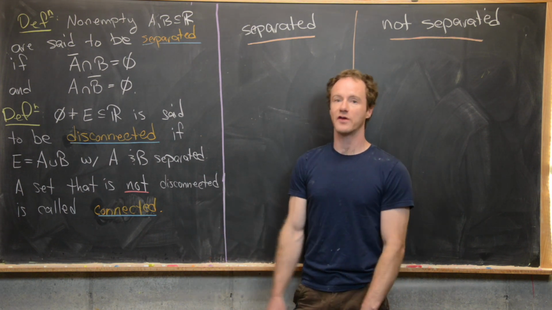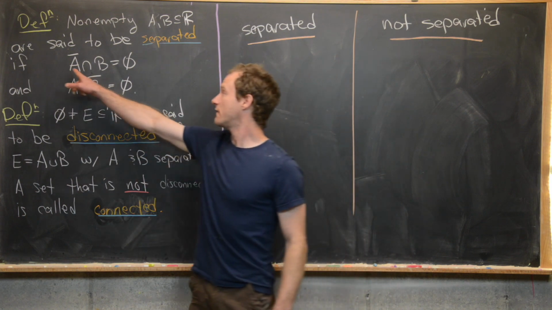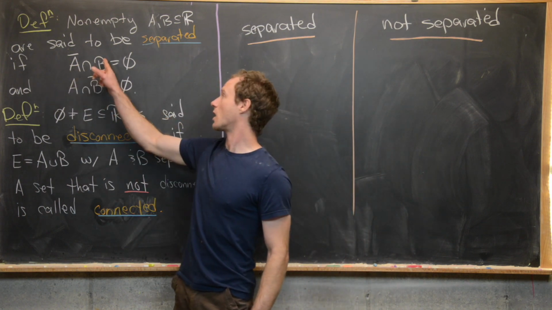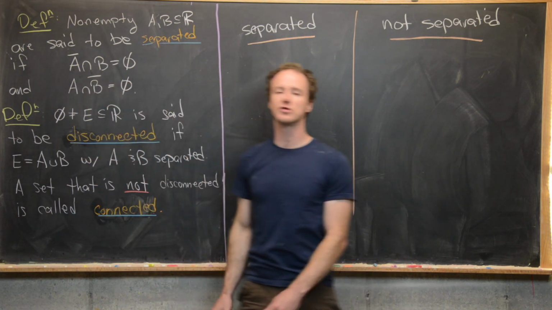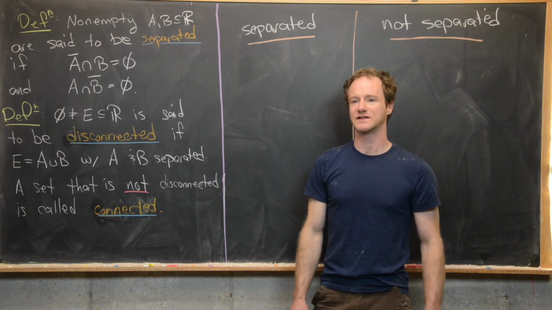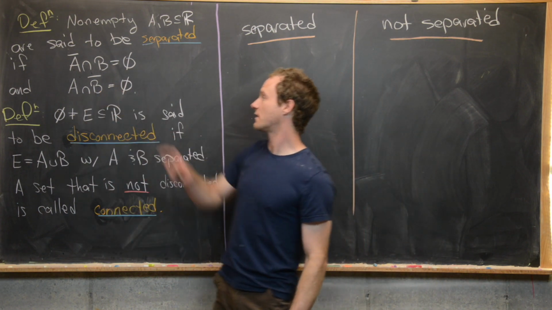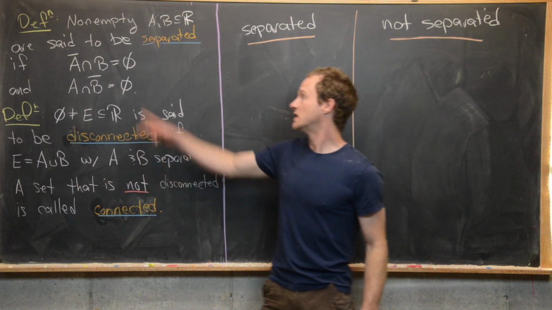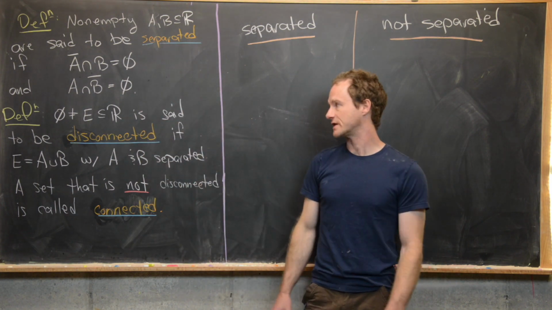So not only are they disjoint, but none of the limit points in A are in B. Just recall that the closure of A is A along with all of its limit points. And none of the limit points of B are in A. So that's what these two equations give us.